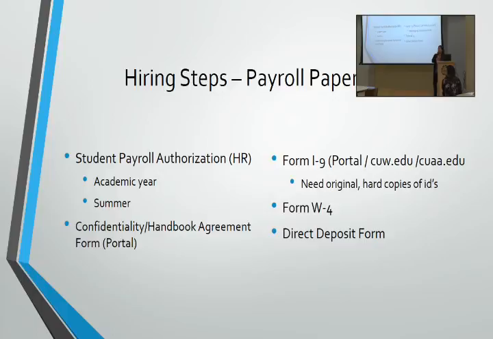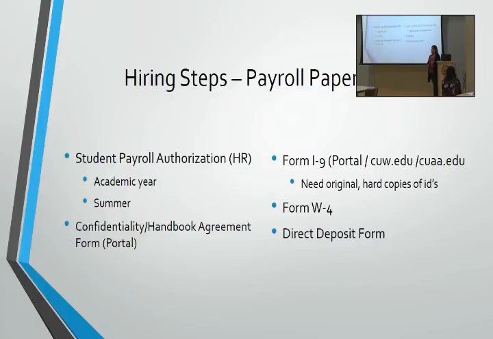Where do they get those forms? The payroll authorization form is in HR. And there are two forms: one for the academic year and one for summer. That's the only time students have to fill those out, if they're starting in the academic year or in the summer. They don't have to fill out a new form for winterim or the spring semester. Once they fill it out in fall, they're good till summer. If they fill it out in summer, they're good until fall starts.